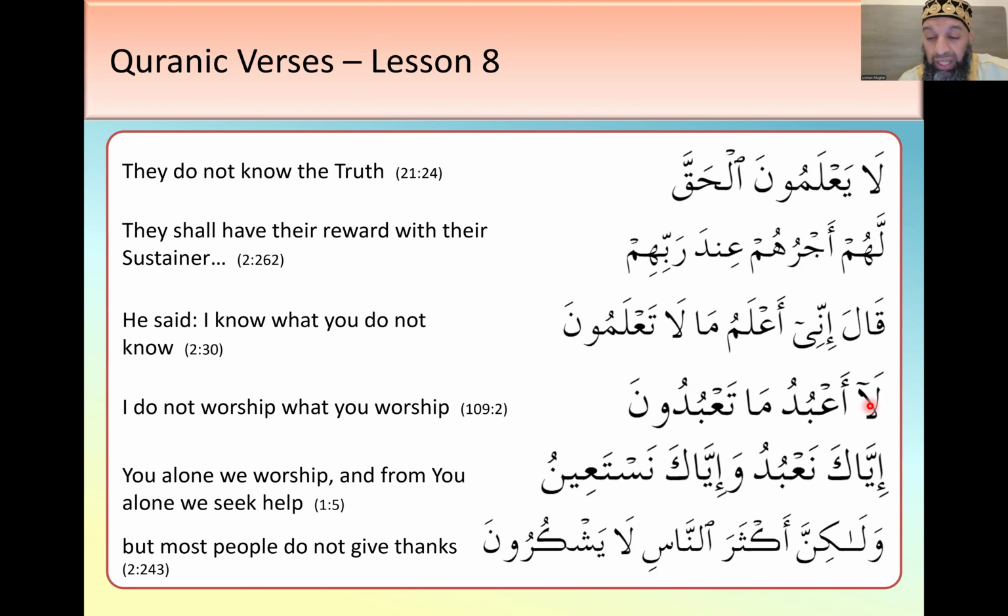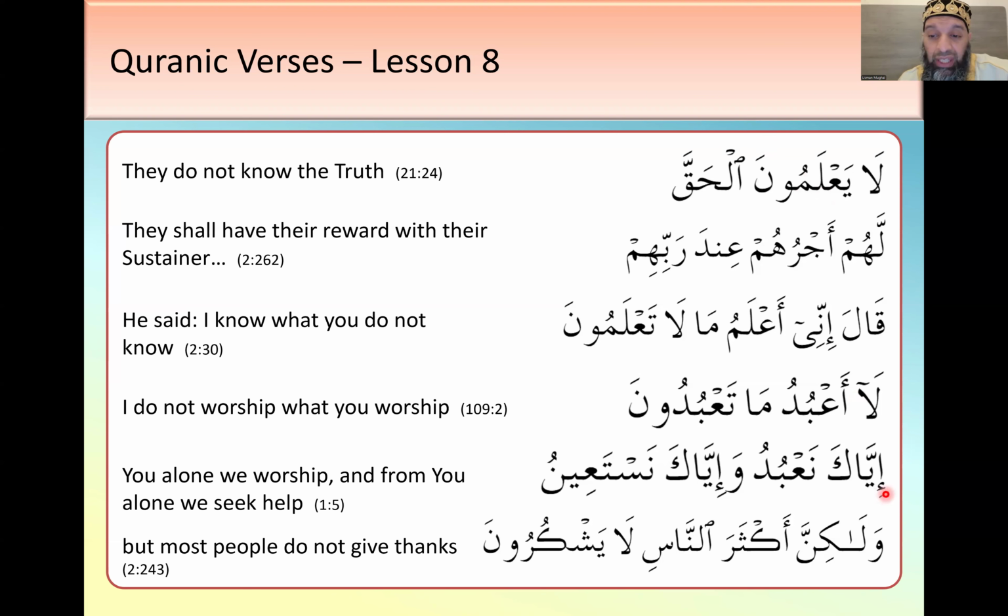So la a'budu, I do not worship, ma ta'budun, what you all worship. But now you might start being able to find the root words. If you look at this word here, you know the ya is a prefix, you know the una is a suffix, and alima is the verb. That's the root letters, alima. And now if you know what alima means, then you'll be able to figure out what this word means, inshallah, once you know your tables.